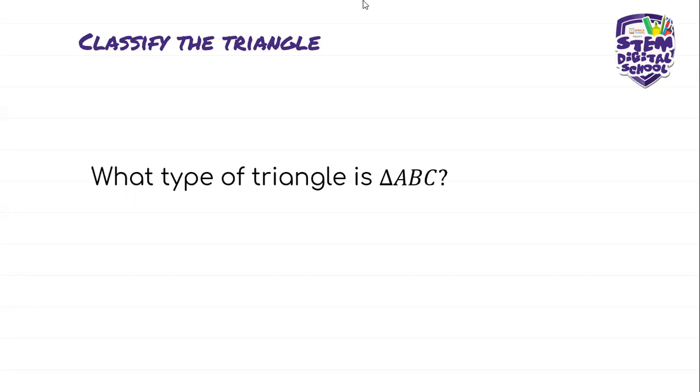Sir, so triangle ABC is an isosceles triangle. Okay, because it only has two equal sides. Exactly. So triangle ABC will be an isosceles triangle because it has got two equal sides. Thank you very much indeed, Nosipo. That is the correct answer.